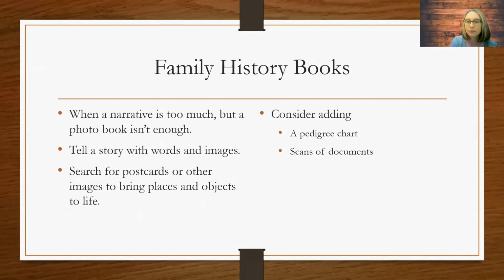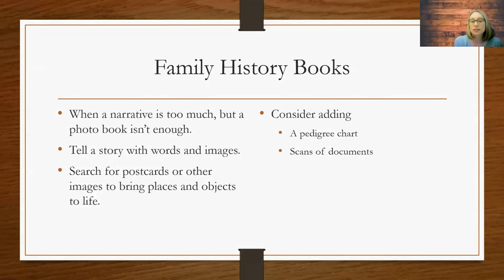Okay, so the family history books, this is what you'll go to when a narrative is too much. Like you don't want to write a whole narrative. You don't have enough information for a narrative. But a photo book isn't quite the right thing either, so you want to do a blend of the two. So you can tell your story with the words and the images that are provided. And so you can have a mix of stories and narrative text along with multiple images in your book.